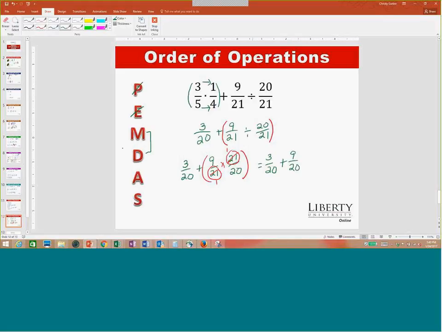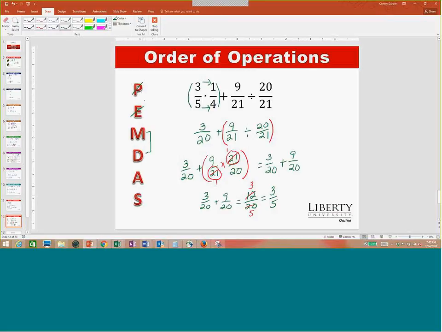We're done with multiplication and division, and look, we're just left with addition, and this problem was so nice to us. It left us with adding fractions that already have the same denominator. So we've got 3/20, we're going to add 9/20, it's going to give me 12/20, but I know that 4 is a factor of both. 4 goes into 12 3 times, and 4 goes into 20 5 times. So when I simplify 12/20, I get 3/5 for my final answer.